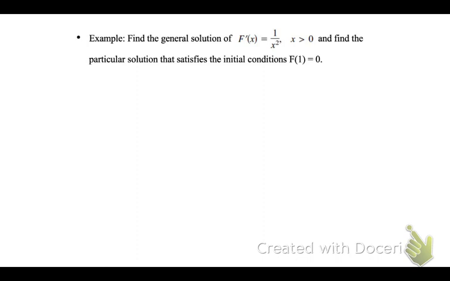So f prime equals 1 over x squared. And it says x has to be greater than 0. Why? I don't know why. They just want it greater than 0, evidently. Because there's not a restriction on x squared, is there? No. Okay, so this is the same as y, isn't it?